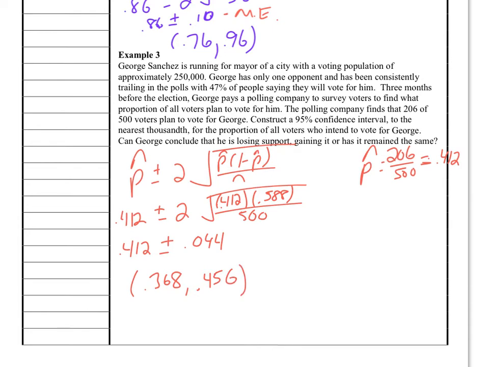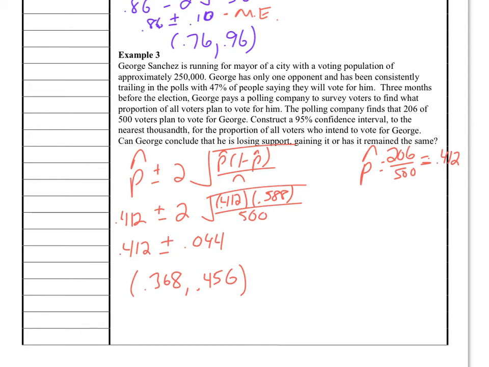So there is our 95% confidence interval for the proportion of all voters who intend to vote for George. So does it look like George is doing okay? Well, unfortunately, it looks like George is not doing so okay because it's all below 50%. So it looks like George is going to lose, but that's not what the question is asking. We could infer that and say that it looks as though George is going to lose because it's all below 50%, therefore that's what we're seeing. So it says, can George conclude that he is losing support, gaining it, or it has remained the same?